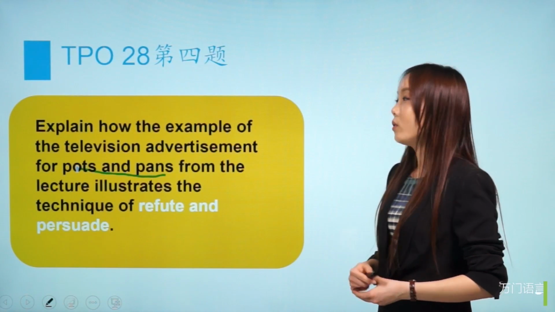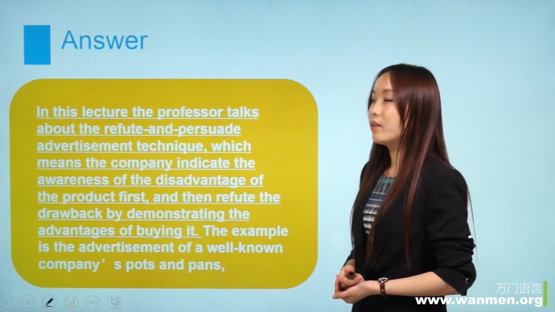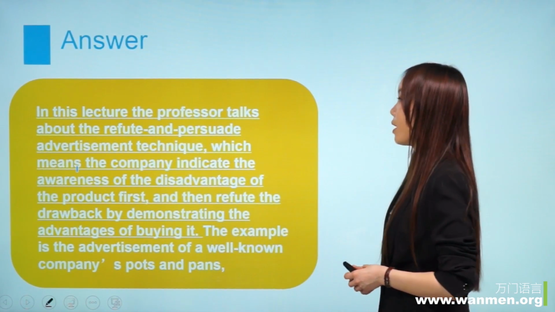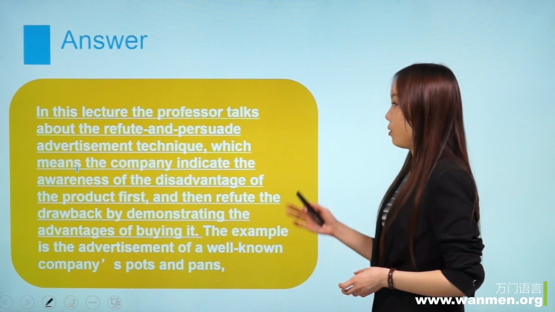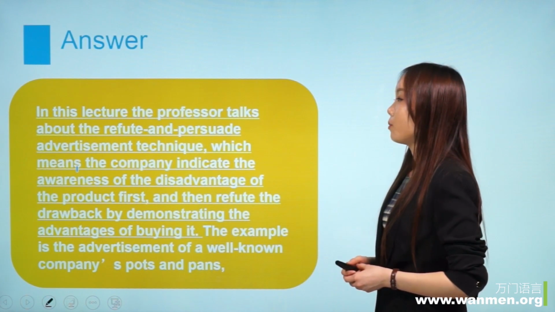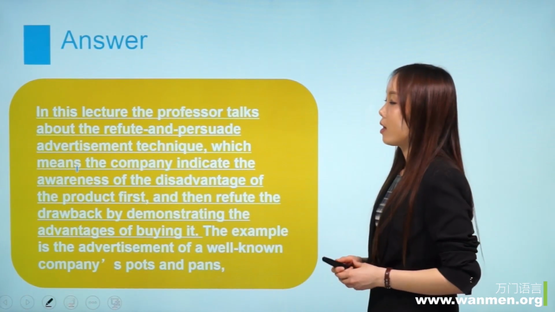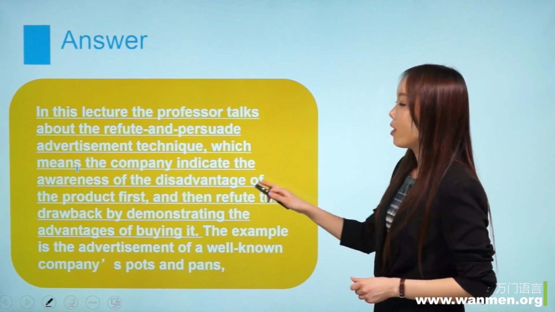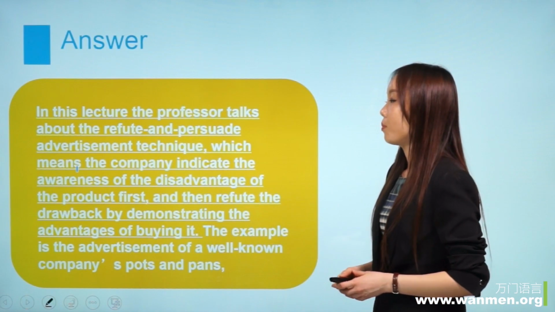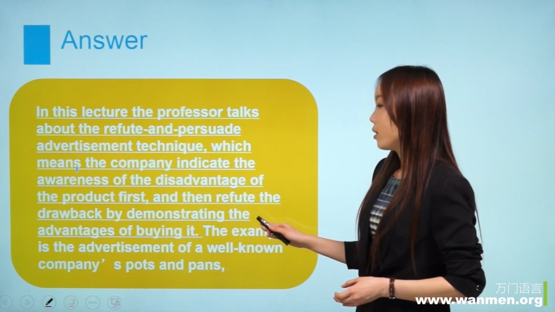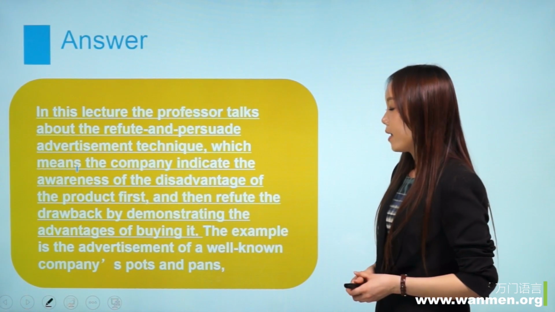好的，听力过后呢，我们就来第一步 definition。那么 definition 通常是从 reading material 里面截取的。In this lecture, the professor talks about the refute and persuade advertisement technique, which means the company indicates the awareness of the disadvantage of the product first, and then refute the drawback by demonstrating the advantages of buying it.